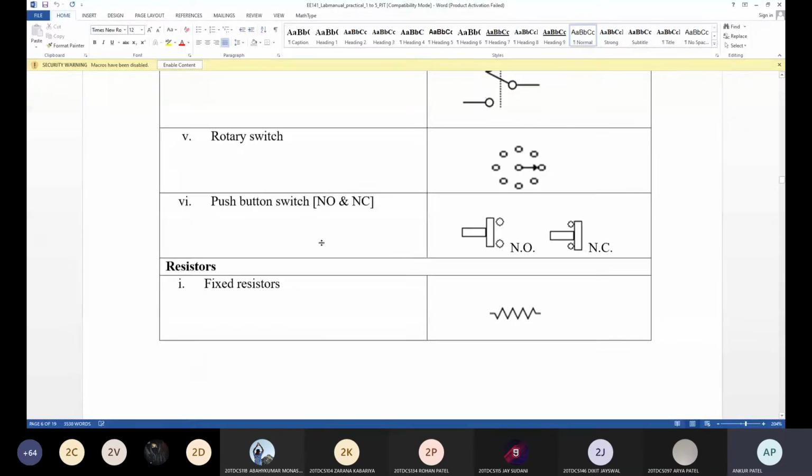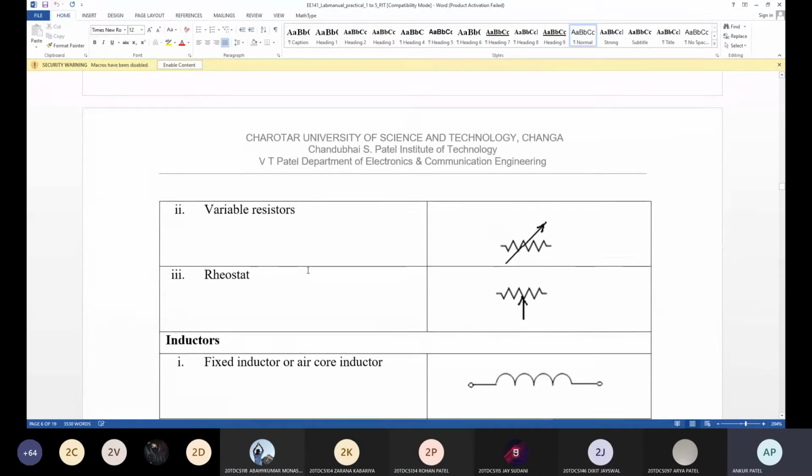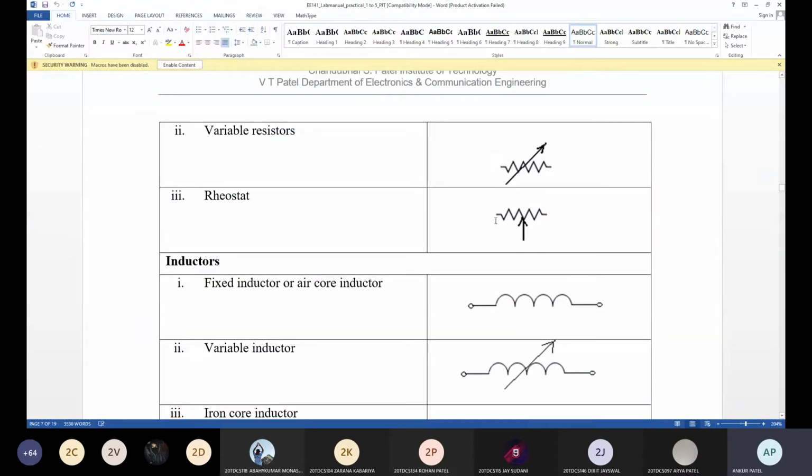Fixed resistor. We can use only the fixed value. Suppose it has 1 kilo ohm, then we can use only 1 kilo ohm. We can't vary it. A variable resistor we can vary. Suppose we have 10 kilo ohm, then we can vary the value from 0 to 10 kilo ohm. This is a rheostat, so it has fixed as well as variable terminals. Accordingly, we can use it. A rheostat is one type of resistor.